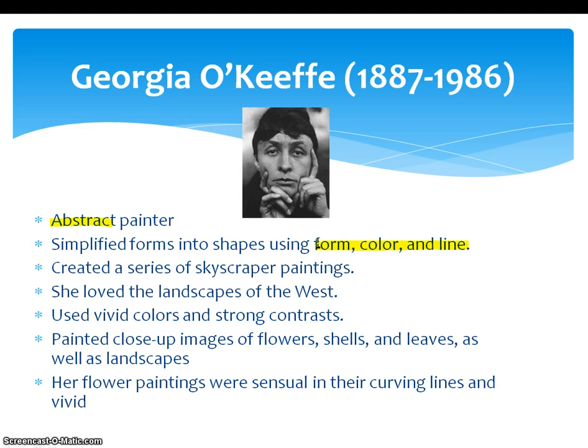But she would always travel back to the west. After her husband passes away, she will actually move out west to Arizona and spend the rest of her years there painting the images that she saw in the desert. So she loved the landscapes of the West. She used vivid colors and painted up-close images of flowers, shells, and leaves.